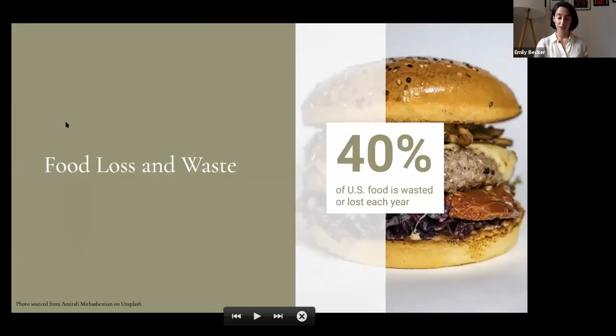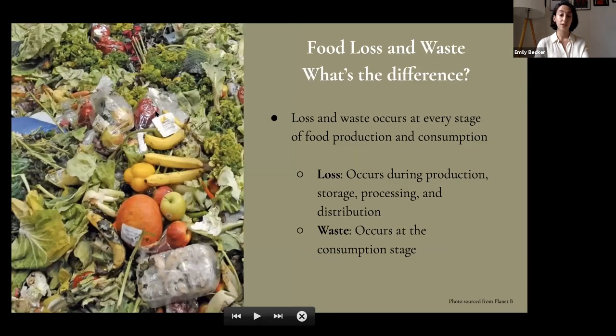If we want to build a more sustainable agricultural system, we also need to look at the consumption of the products we grow and the livestock we raise. 40% of US food is wasted or lost each year. You may notice I've drawn a distinction here between waste and loss.